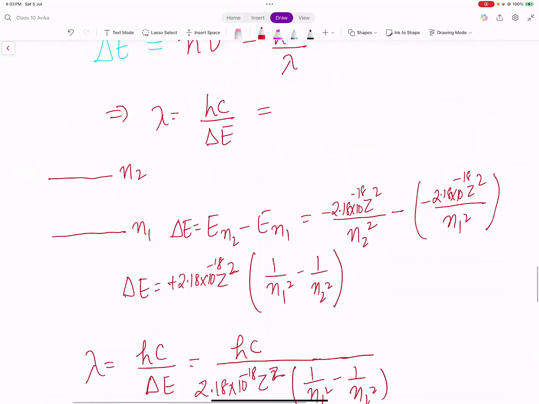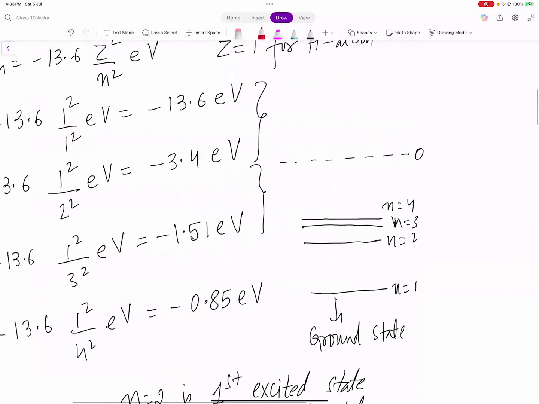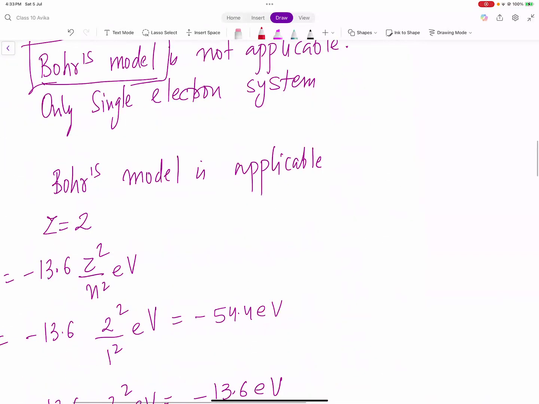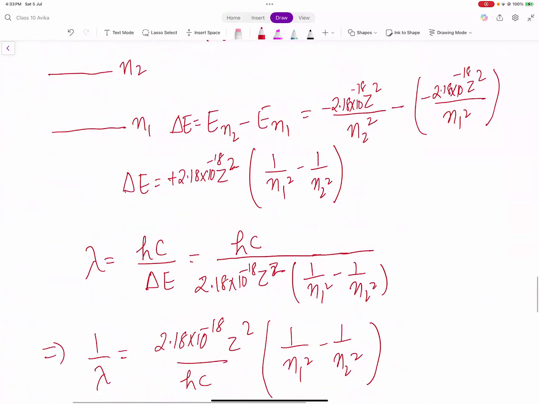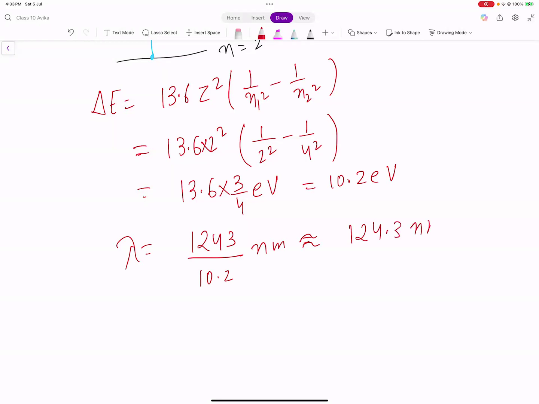I think I started remembering it now. 13.6 by 4 is 3.4. Anyways, how much it is coming? 3.4 into 3, 10.2, right? Got it? See, 10.2 electron volts. So lambda is how fast to calculate? In nanometer, so we can roughly approximate this also. Just divide by 10, 124.3 nanometer approx. It'll be off a bit actually, 121 something, I think.